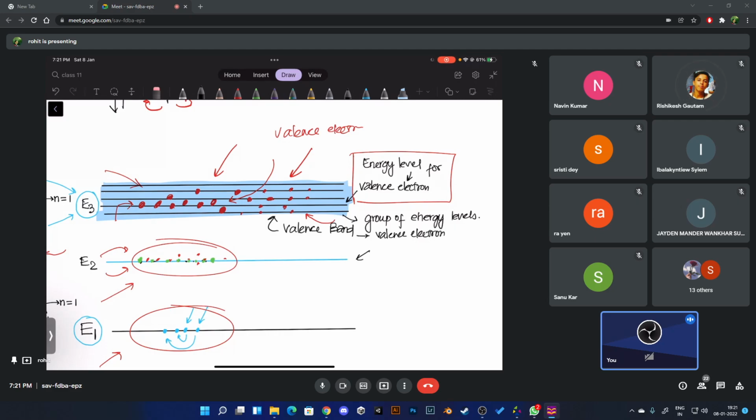Okay, so tell me, what is a valence band? It is a group of energy levels. Good, very good. It's a group of energy levels. And energy levels for all the electrons or only the valence electrons? Only the valence electrons.